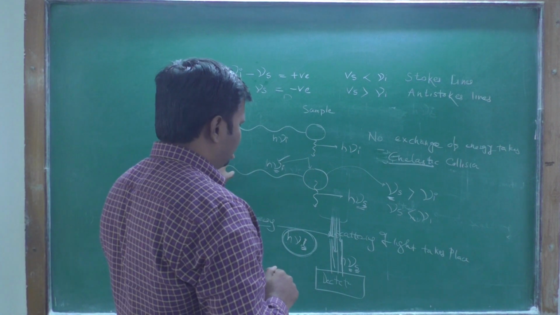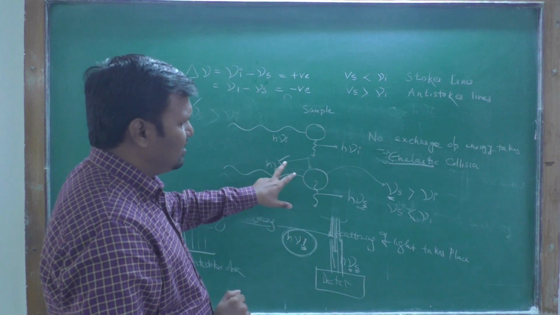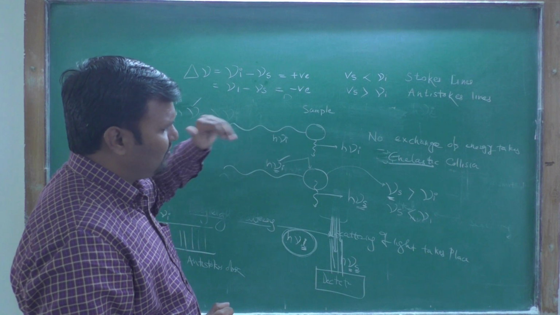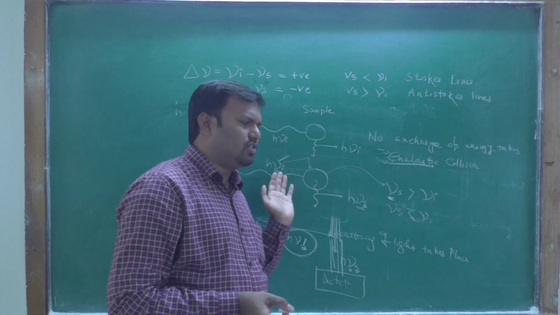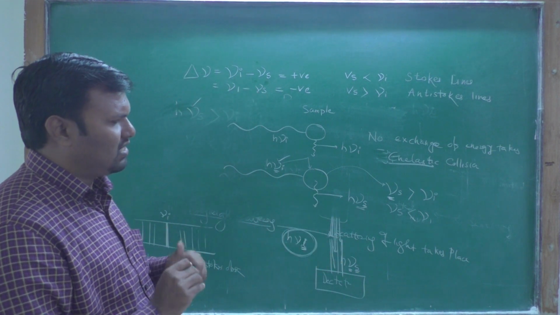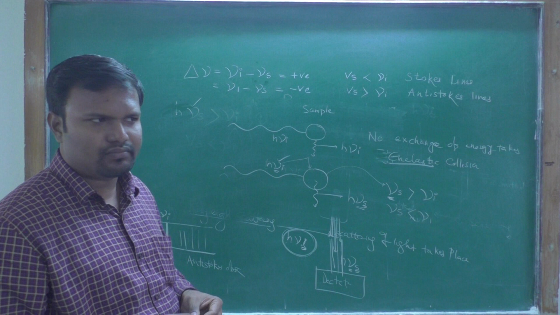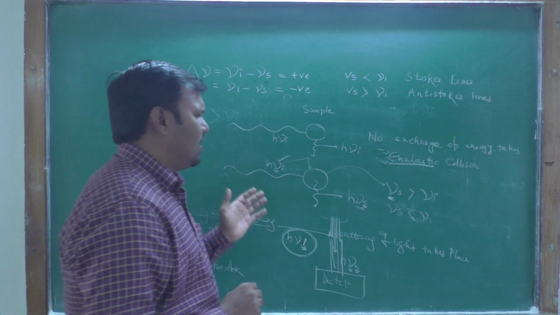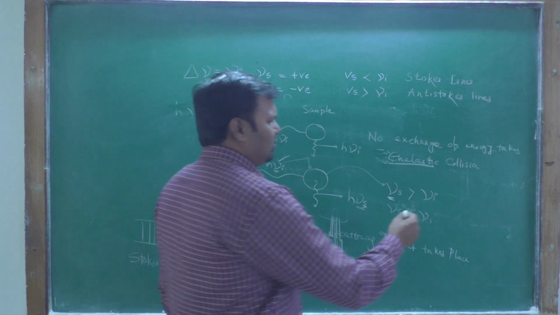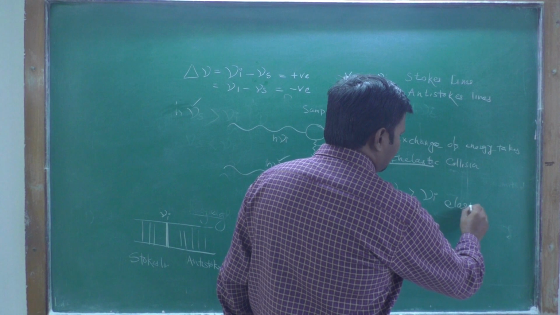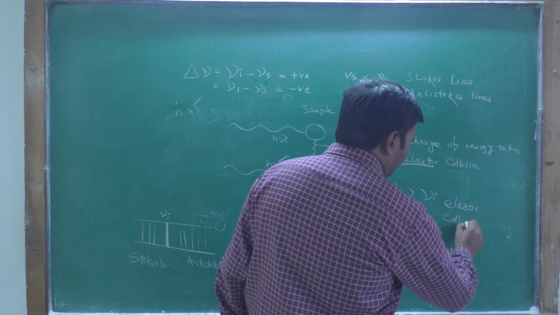If a photon strikes the molecules, light is scattered, and exchange of energy takes place, the scattered light may have higher energy than the incident light, or less energy than your incident light. That collision is called the elastic collision. When energy exchange takes place, that collision is called the elastic collision.